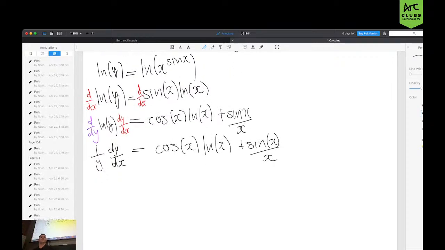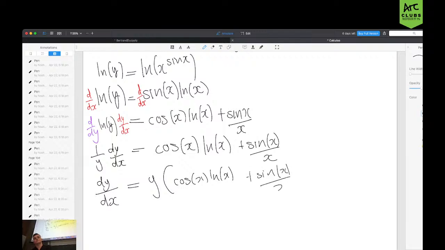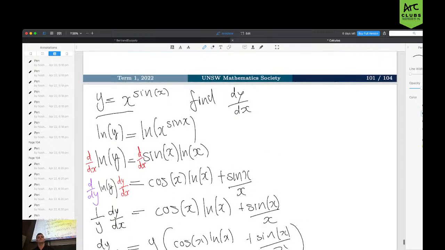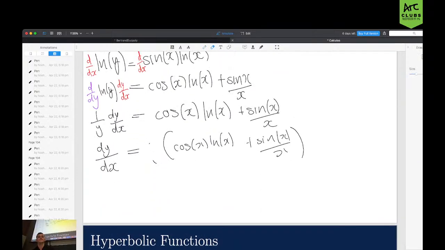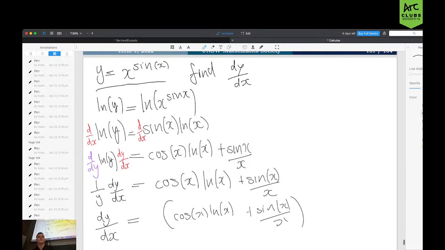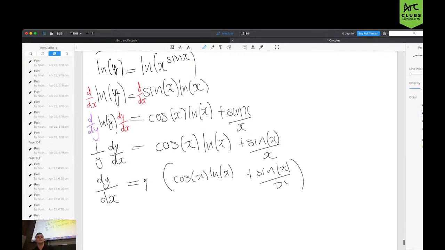Amazing. Okay. Now we can isolate dy by dx simply by timesing by y, right? So get rid of the denominator by timesing it, and what we get is dy by dx is equal to y times all of this stuff. Right, but we know what y is. We made it very clear what y was. So wherever I see y, I'm just going to sub in what y is. And so y is equal to x to the sine x.